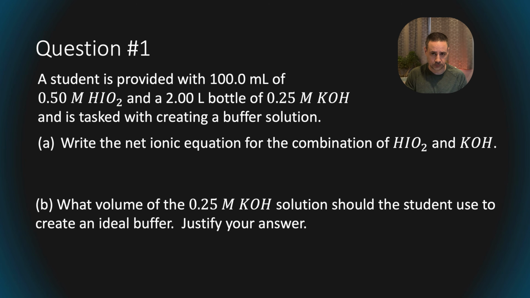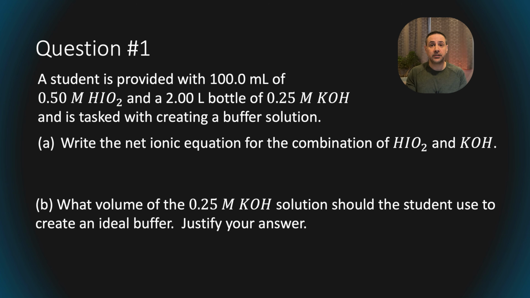An example question. Whenever I put one of these up, feel free to pause the video, dive in, see if you can figure it out. Part A says write the net ionic equation for the combination of these two. Whenever you're looking through a question, you need to hone in on the specific information required to answer that question. So I typically like to jump to the question first and then look and see if there's extra things in there. Write the net ionic equation for HIO2 and KOH. So we don't even need to read the information provided above. We have everything we need right here.